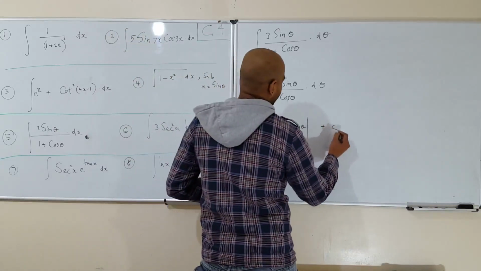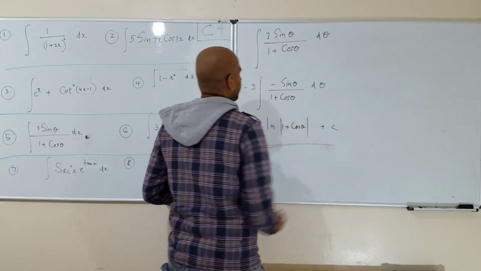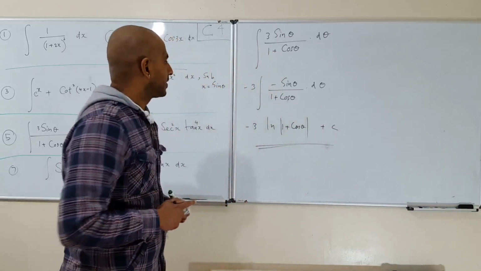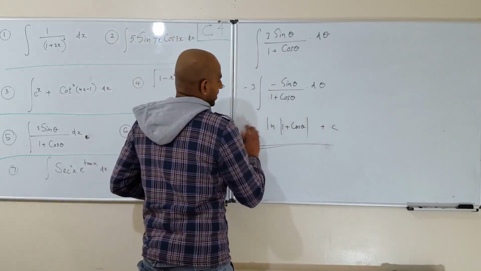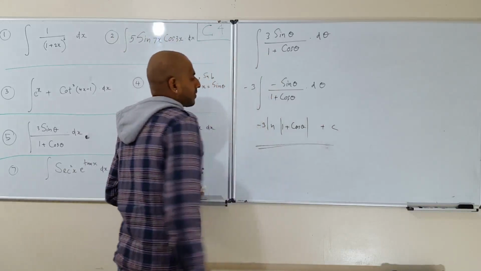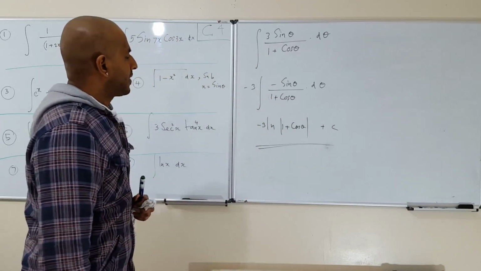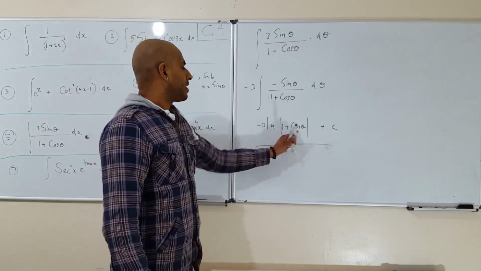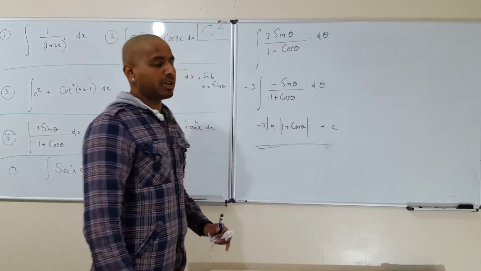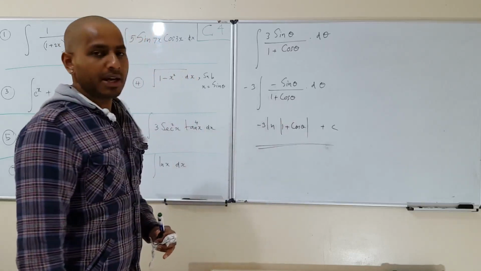Plus c. That's it. Pretty simple. Can be written like this. All right. So the modular sign is quite important because ln can't be negative.